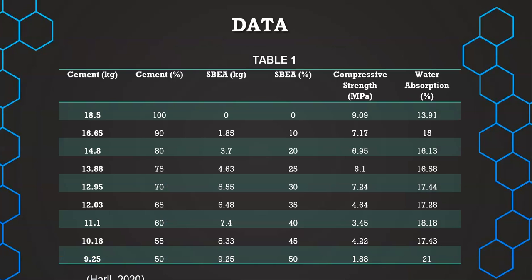And to develop the RSM model, we use previous data obtained from Haril 2020. So table 1 is a secondary data from the testing of the ICEB specimens at UMS ICEB production factory. It consists of 9 data for independent variables such as cement and SBEA at 0 to 50% partial cement replacement, as well as responses of compressive strength and water absorption.